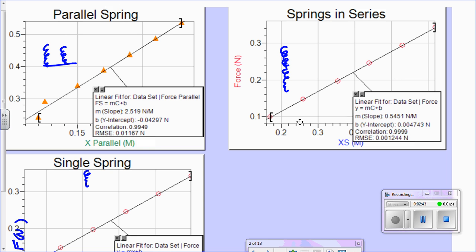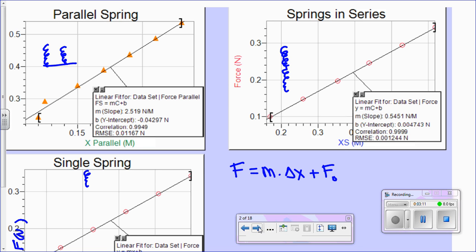If we were to write out the equation for each one, this would be force: y equals mx plus b, basically. The slope is going to change for each one, and then it'll be the change in x, plus this y-intercept, basically just F naught. The y-intercept should represent what force is being pulled on the spring when the displacement is 0, and that should have something to do with gravity.